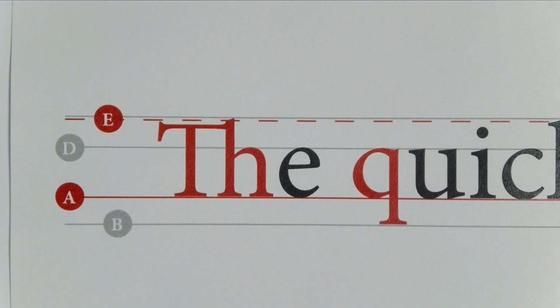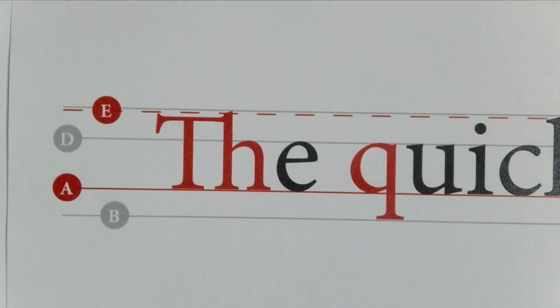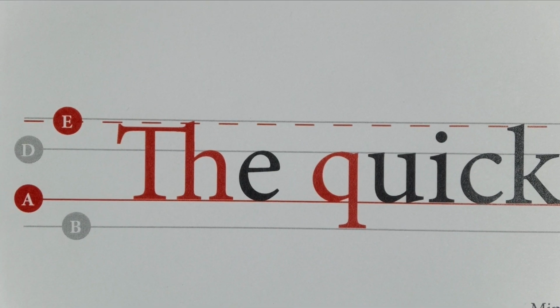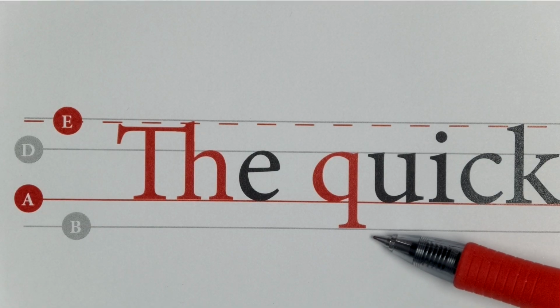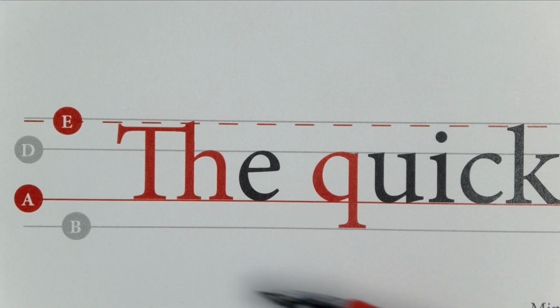How would you define the baseline? The letters stand on? Yeah, so it is basically the line on which the letters sit, right? Now, notice not every part of a character sits on the baseline, or at least the bottom part of the character. Notice the lowercase q. The bottom of the lowercase q touches line B.